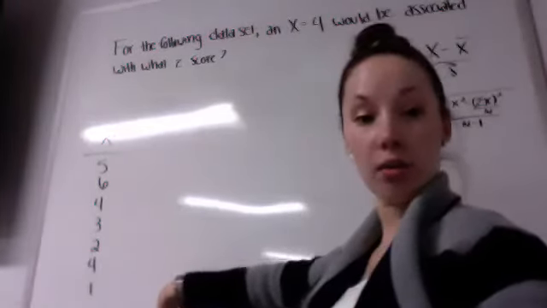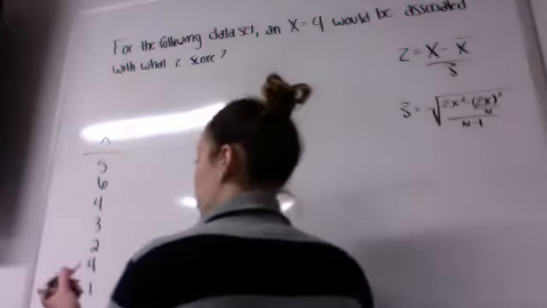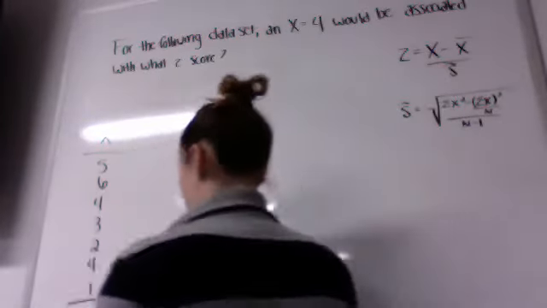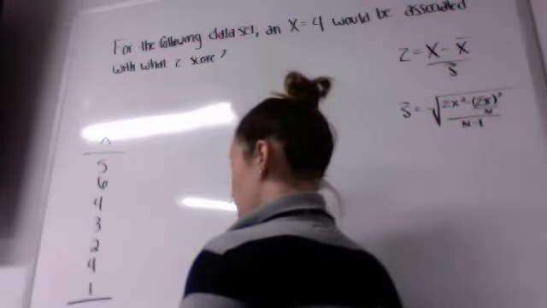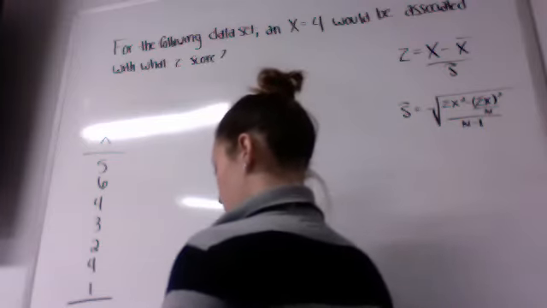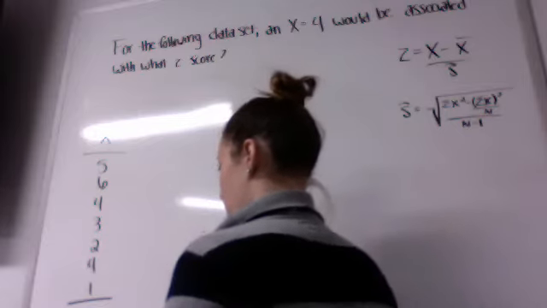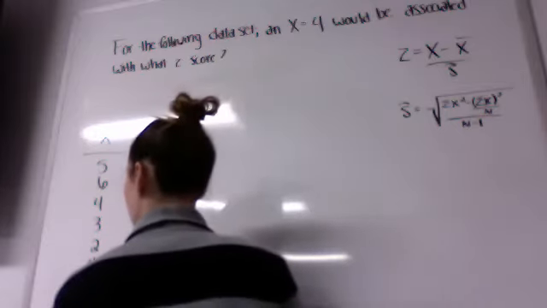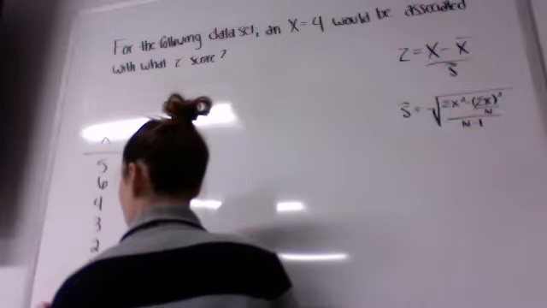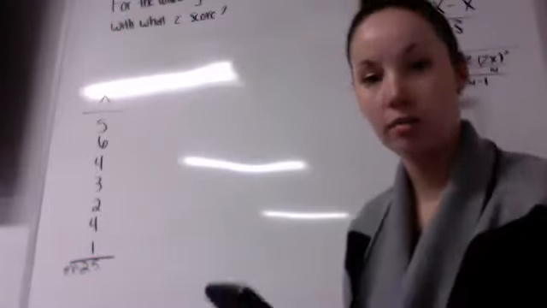So the first thing that we're going to do is add our data set. So we do 5 plus 6 plus 4 plus 3 plus 2 plus 4 plus 1. That gives us 25. So that's the sum of our x. Let me move this down so we can see. 25 is the sum of our x.